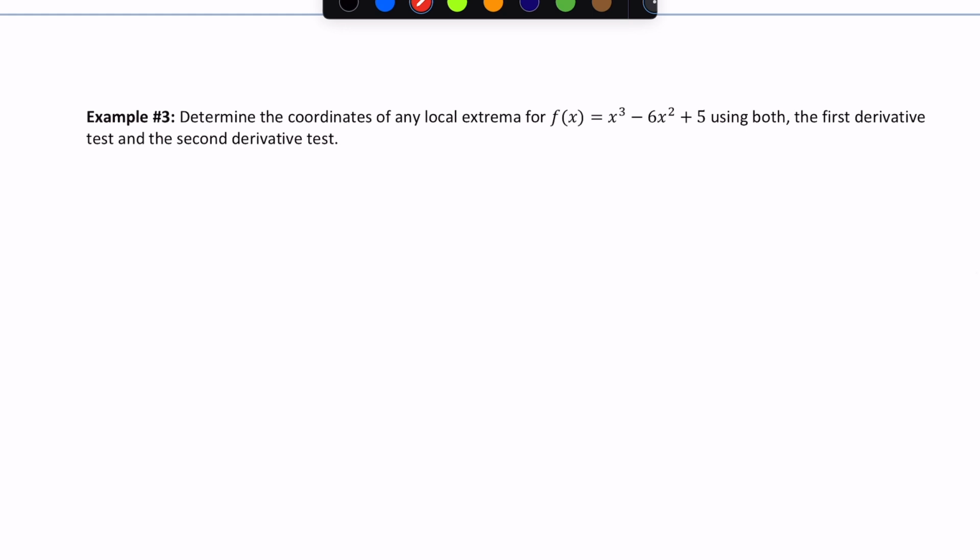Okay, so let's look at the third example here. It says determine the coordinates of any local extrema for f of x is equal to x cubed minus 6x squared plus 5 using both the first derivative test and the second derivative test. So here we'll do the first derivative test.